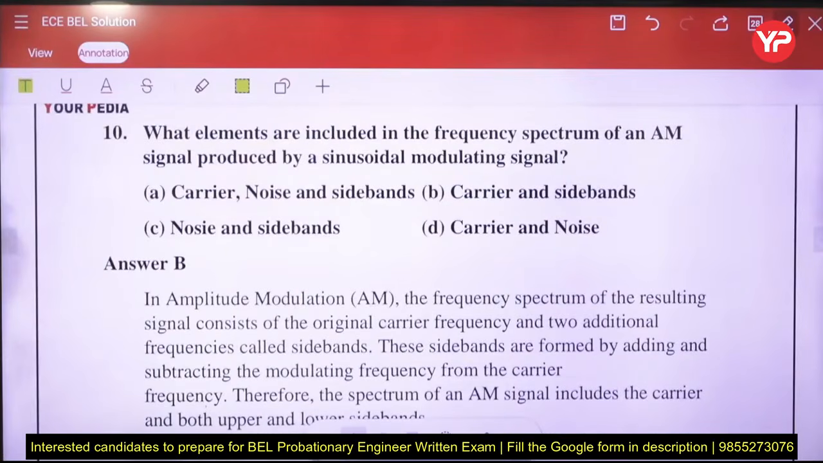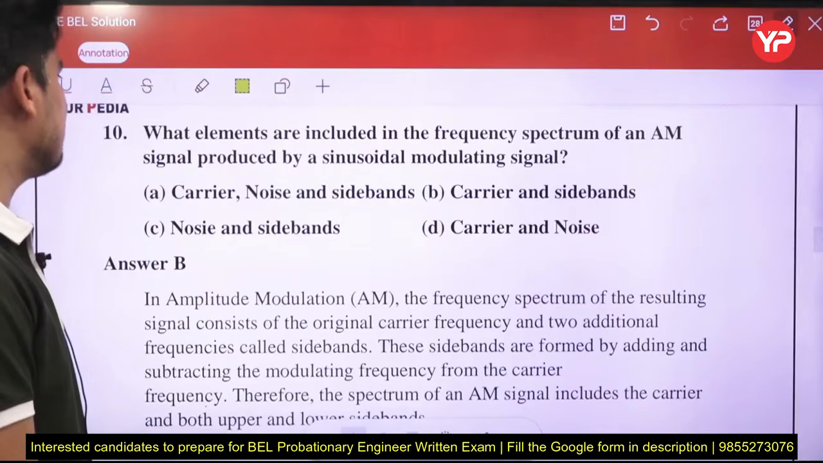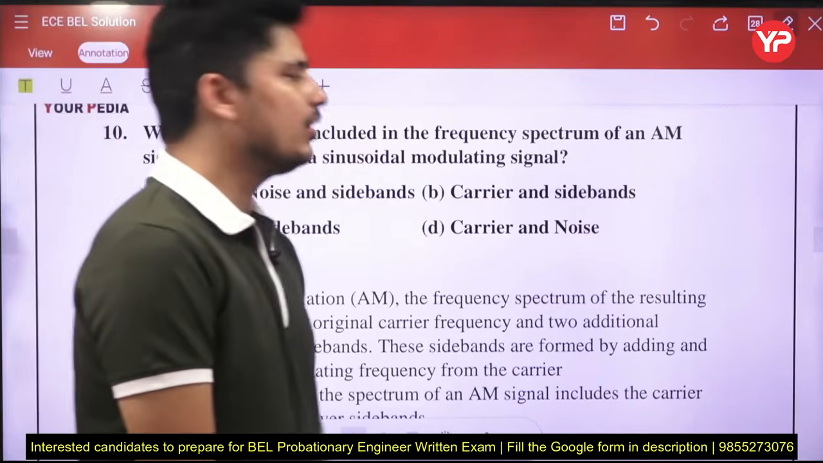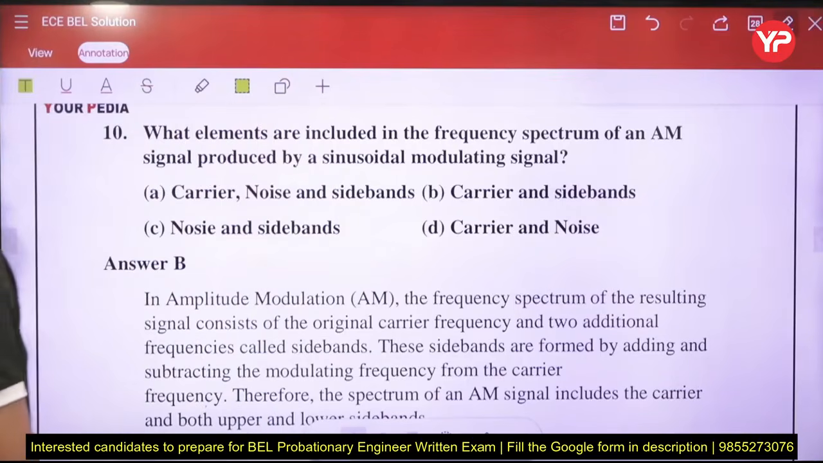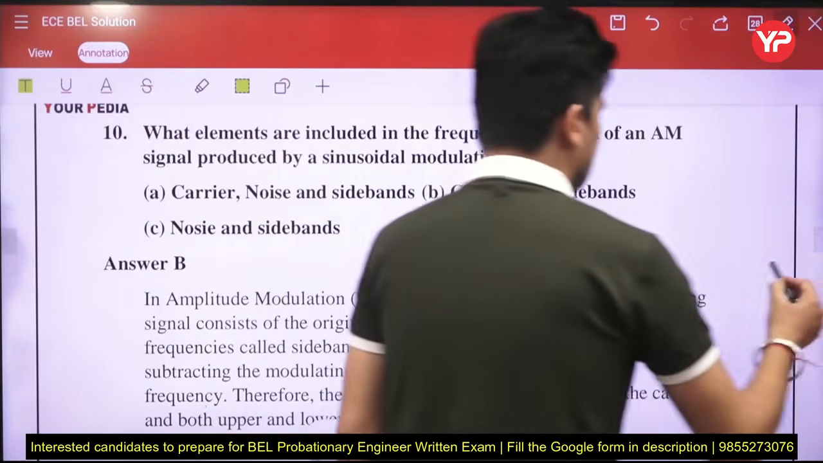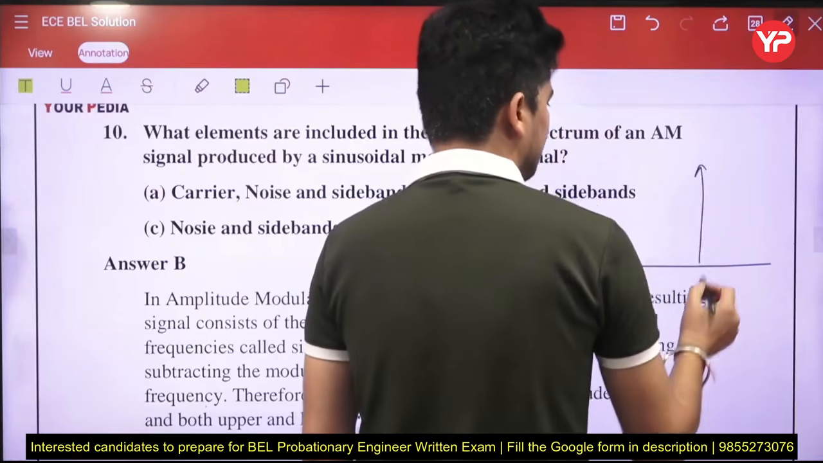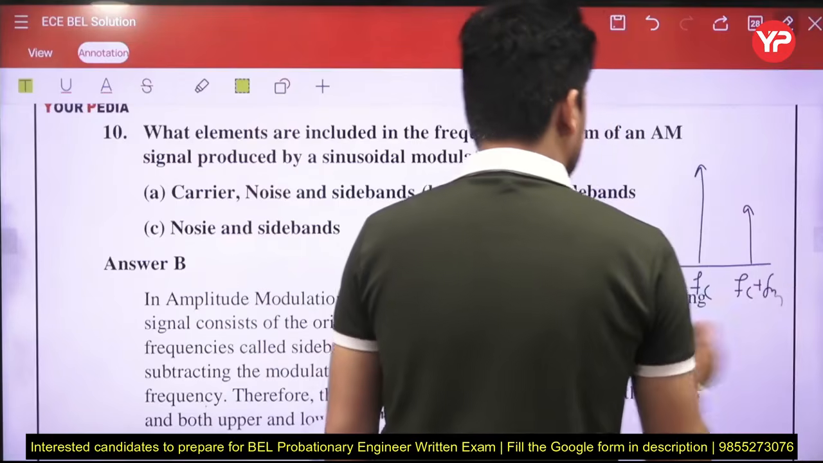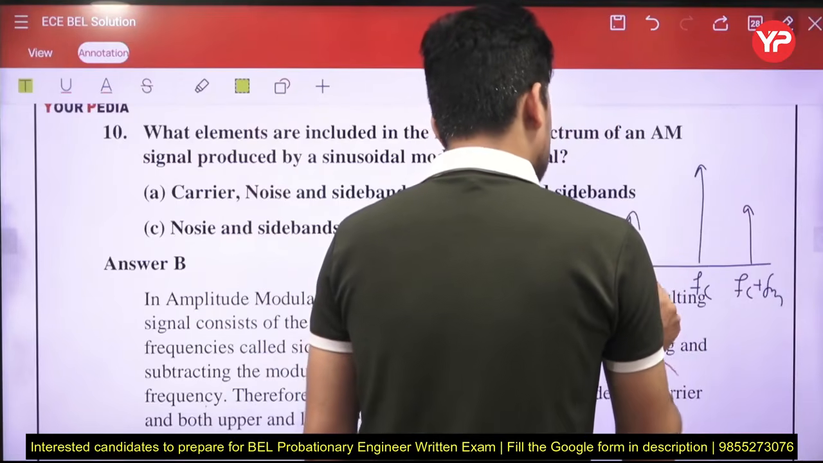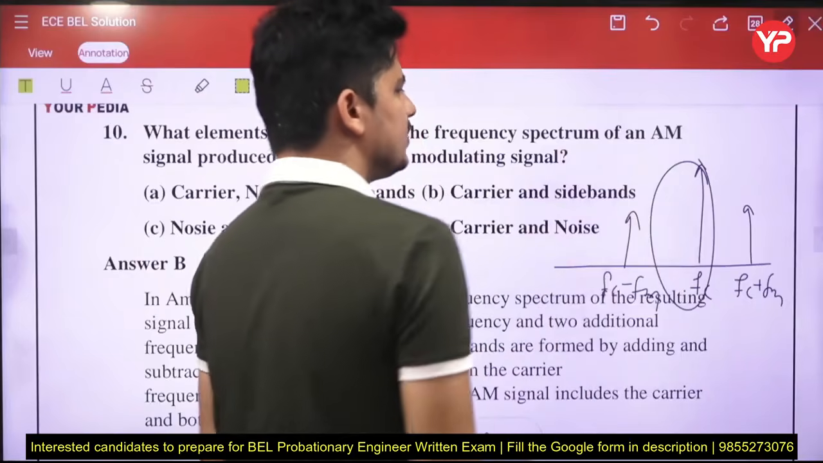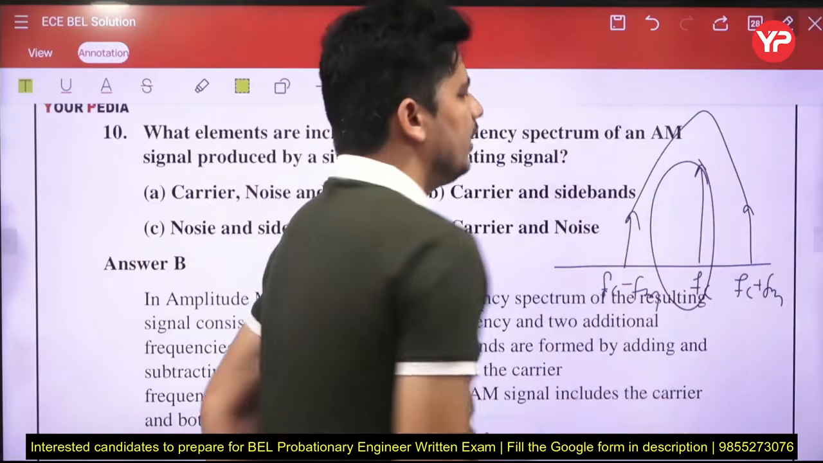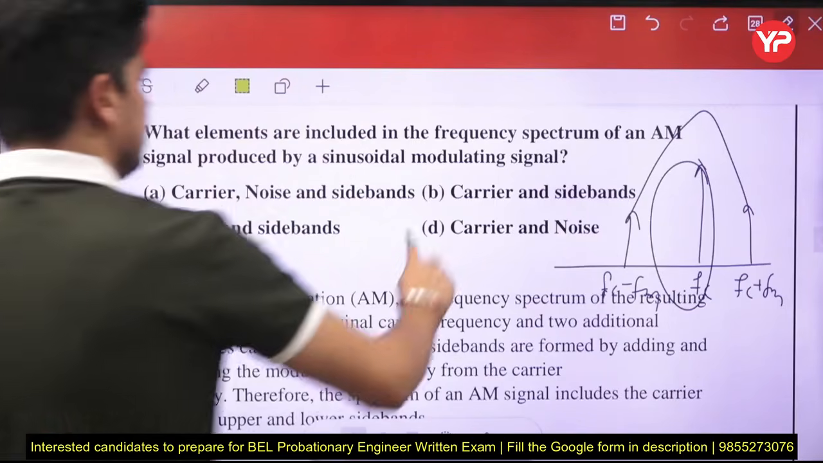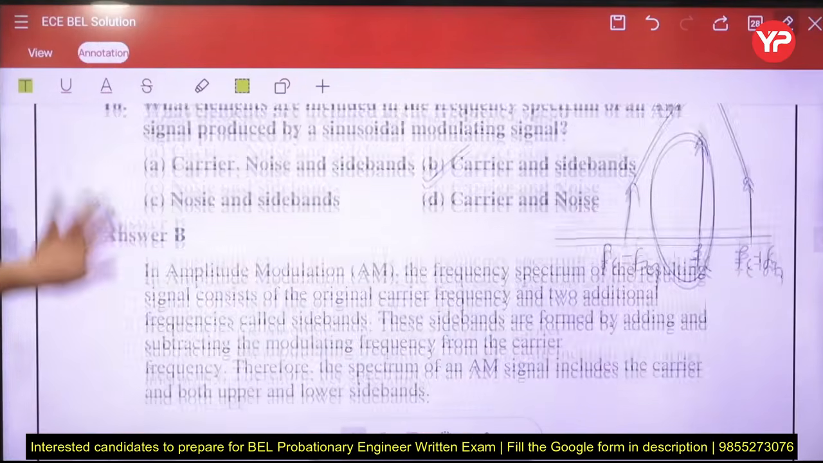What elements are included in the frequency spectrum of an AM signal produced by a sinusoidal modulating signal? Whenever you have a sinusoidal modulated signal, what will its frequency components be? If I draw the spectrum, the carrier frequency component is there, then FC plus FM, then FC minus FM. Right. This is called the carrier frequency component and these two components are called sidebands. So what will be the answer? The carrier and the sidebands. The answer will be B for this one.